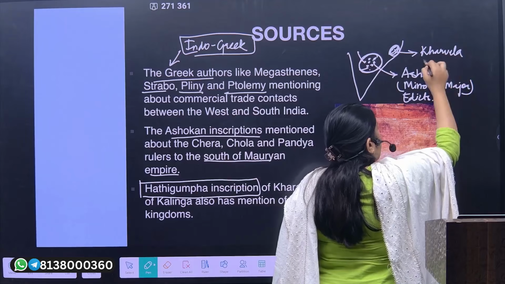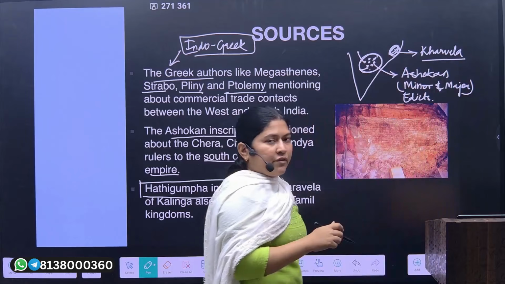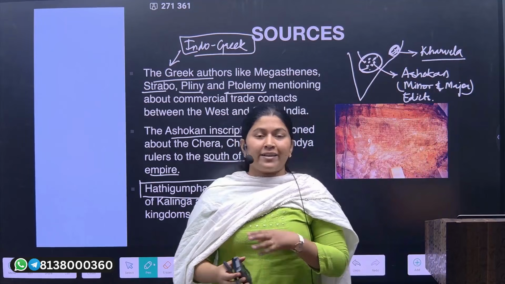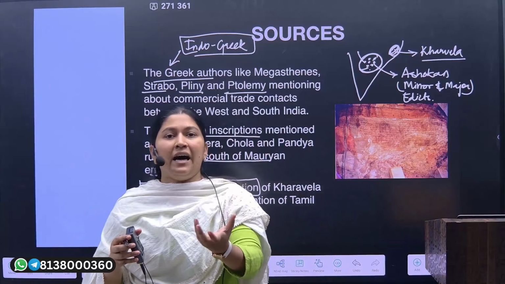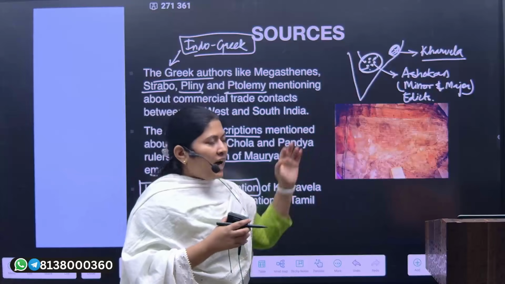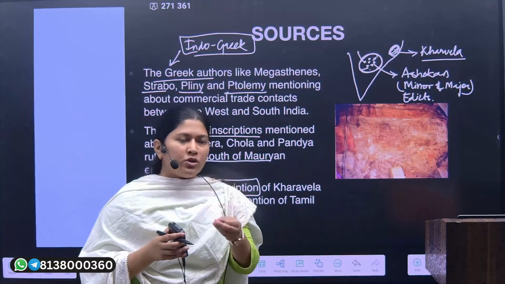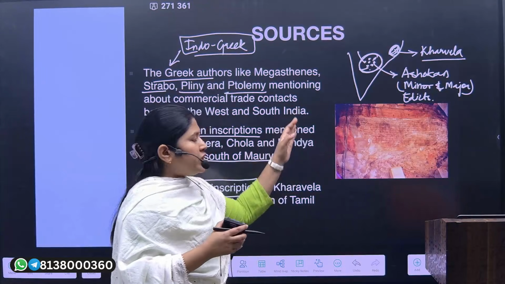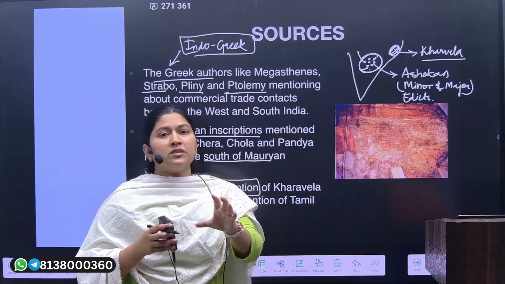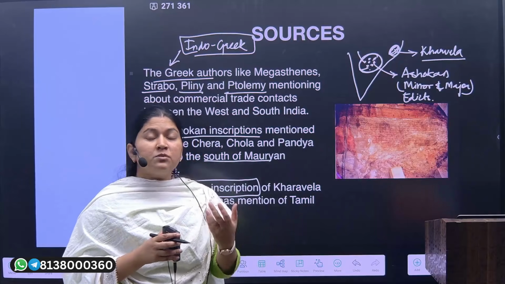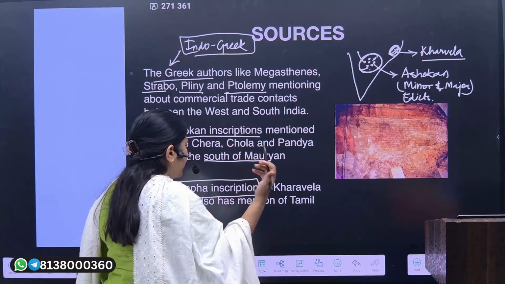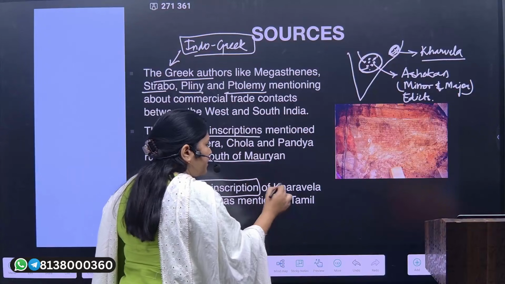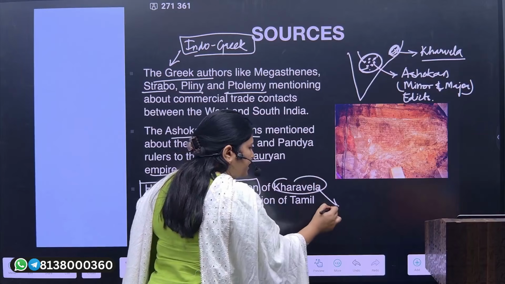In fact, on the name of King Kharavela, who introduced the rock cut architecture, cave architecture, we call it Kharavela architecture. So this Kharavela inscription also has the evidences of Chola, Chera, Pandya, with respect to the Sangam period, with respect to the Sangam assemblies during that time. So what does the Hathigumpha inscription or the Kharavela inscription tell us about?